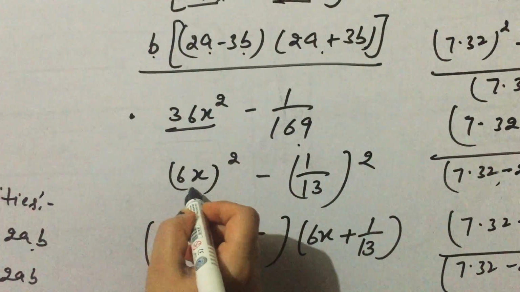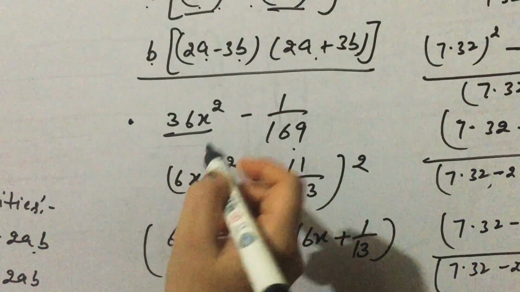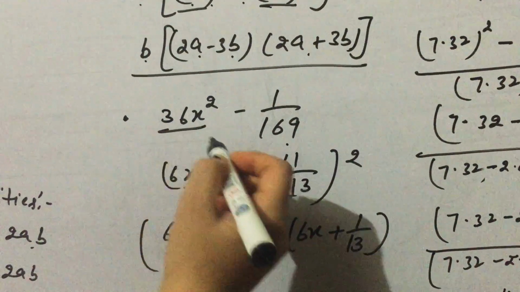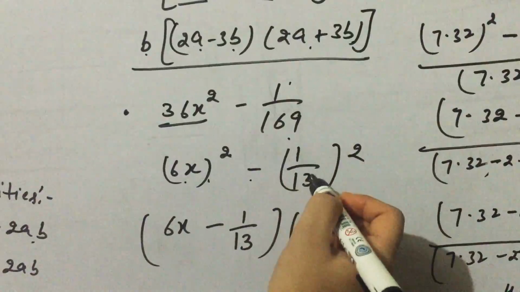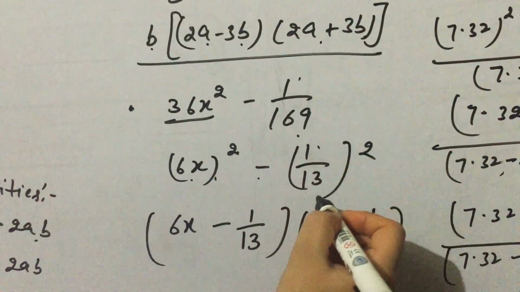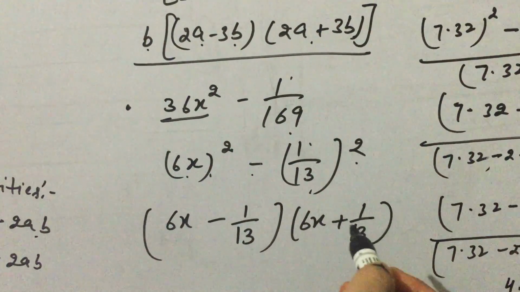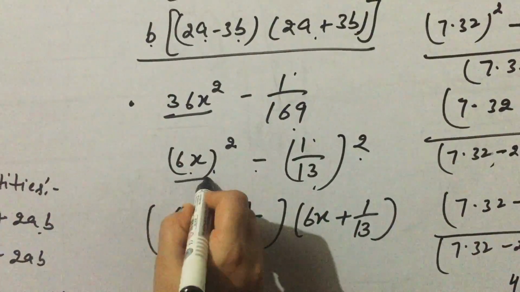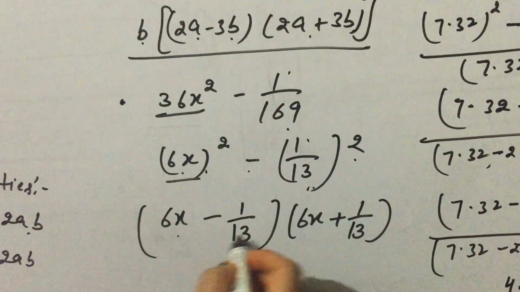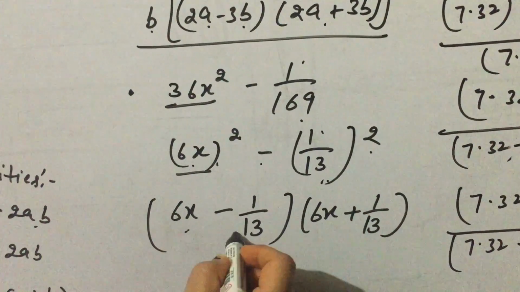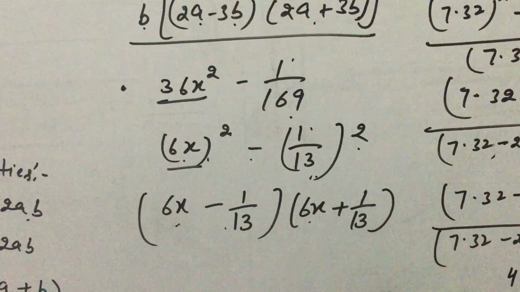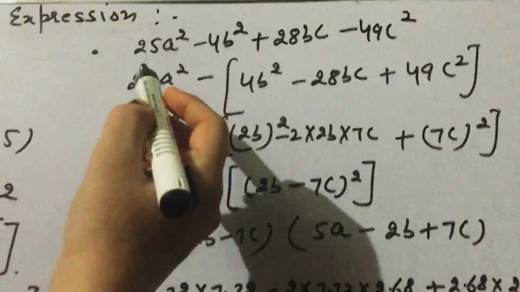Next, 36x square minus 1 by 169. 36x square we can write as 6x whole square. 6x into 6x is 36x square. Minus 1 by 169 we can write as 1 by 13 whole square. 13 13s are 169. It is in the form of a square minus b square. So a minus b, a plus b. 6x minus 1 by 13, 6x plus 1 by 13. This is the answer.